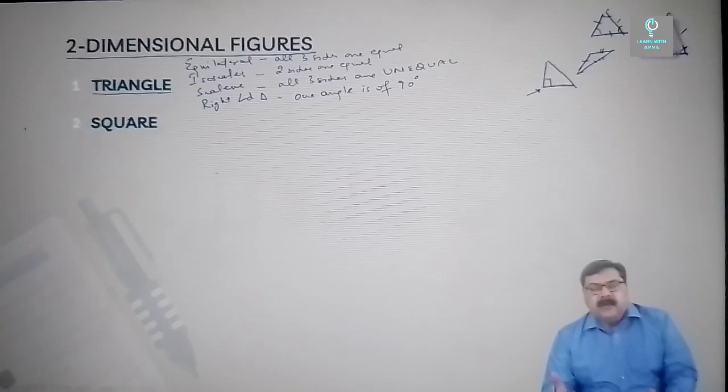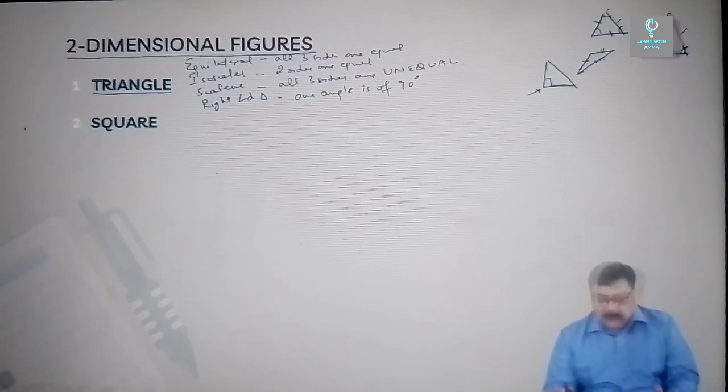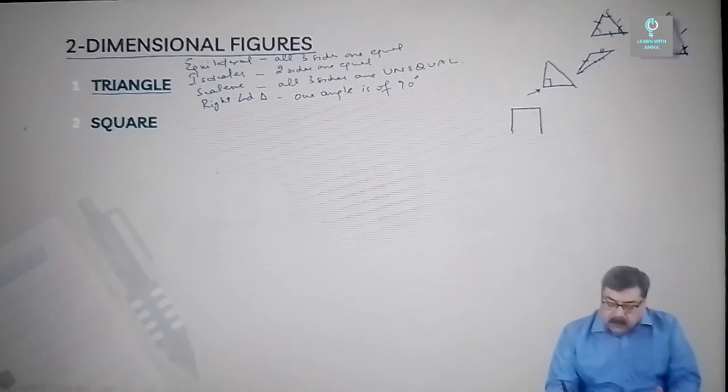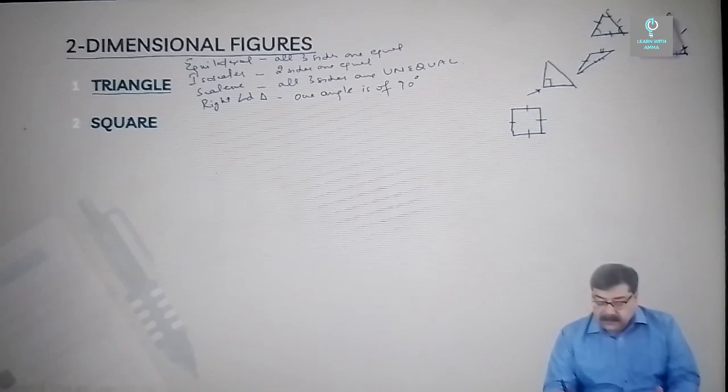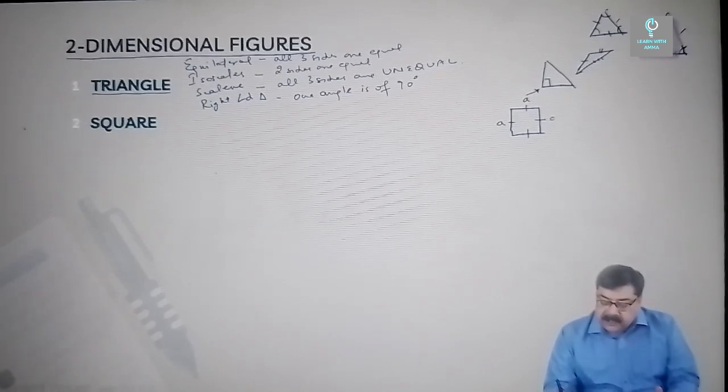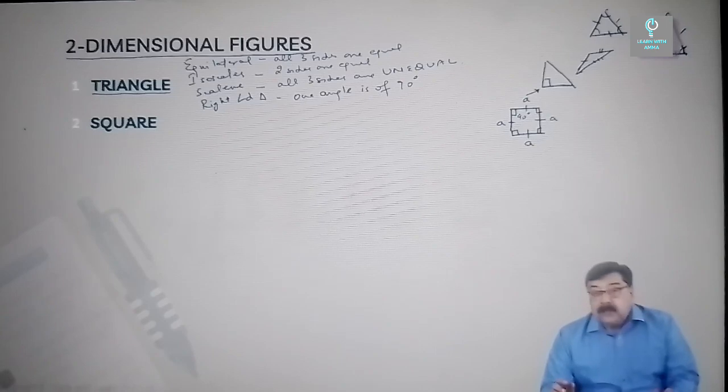Square, it's a parallelogram, or you can say it's a quadrilateral. Obviously, we are talking about a four-sided closed figure in which all the four sides are equal. Each of them, let us say, measures A units. Also, all the four angles are equal, each angle being 90 degrees. Now also, please notice that a square is a parallelogram.